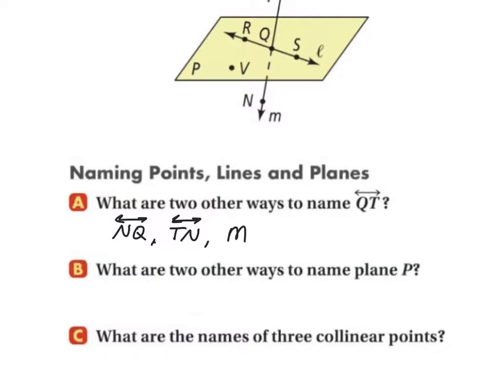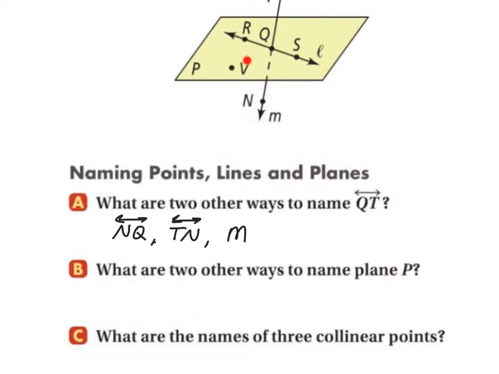All right, part B: what are two other ways to name plane P? Looking at this plane, it does extend on forever in all directions, even though we only see this little part of it. P is that capital letter there, with no point next to it, so they're talking about the plane. To name a plane, I need to use three points, but they cannot be on the same line. They cannot be collinear. R, Q, and S are all on the same line, so I cannot use those three points to name my plane.